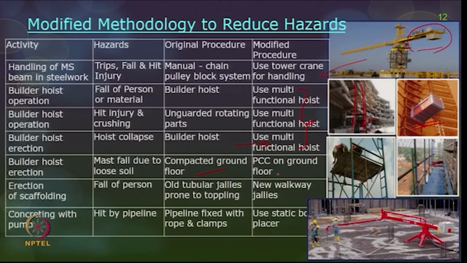The revised procedure is to try to put a PCC on the ground floor so that the ground floor is very firm for the mast to not fall down.